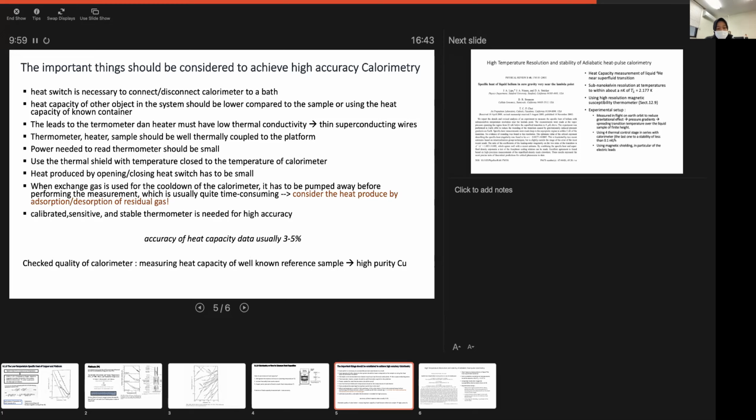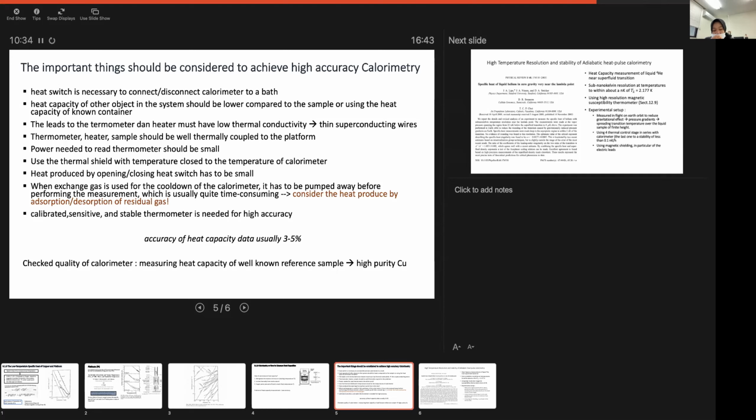If we have a known heat capacity of the container without the sample, we can subtract it from the total value to get the real heat capacity of the sample. Next, the leads to the thermometer and heater must have low thermal conductivity, for example, using thin superconducting wires. The thermometer, the heater and the sample should be well thermally coupled to the platform.